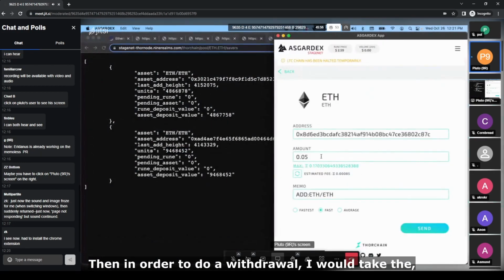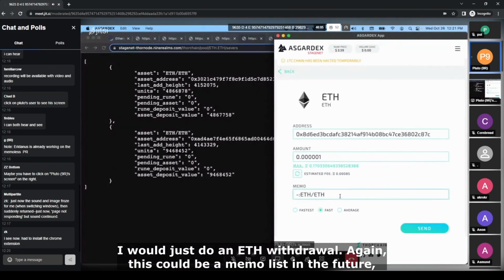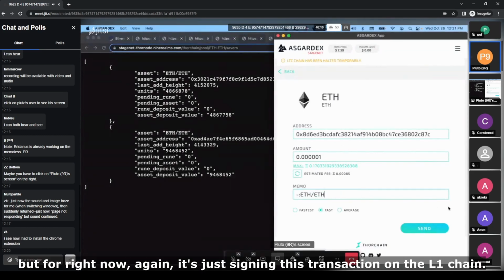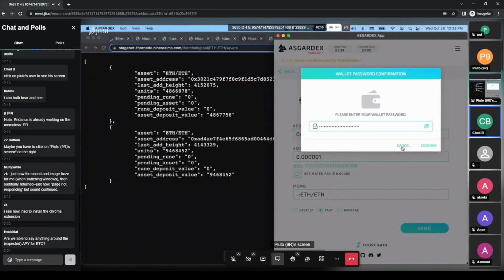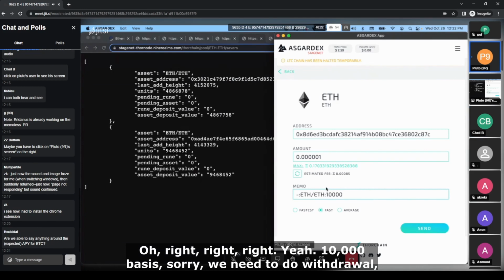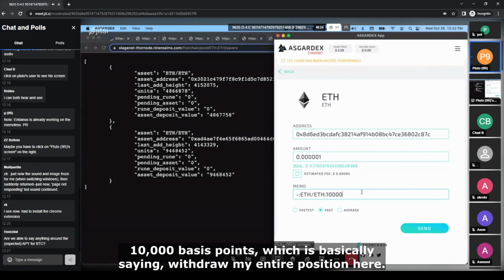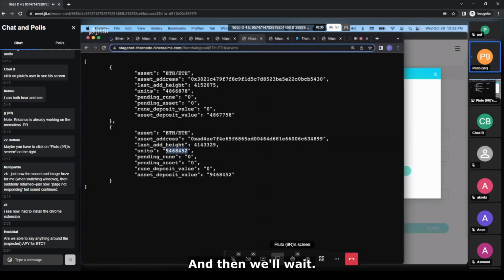Then in order to do a withdrawal, I would just do an ETH withdrawal. Again, this could be memo-less in the future, but for right now it's just signing this transaction on the L1 chain. You need an amount. A basis points. You missed the basis points. Oh, right. Yeah, 10,000 basis. Sorry, we need to withdraw 10,000 basis points, which is basically saying withdraw my entire position here. And then we'll wait.